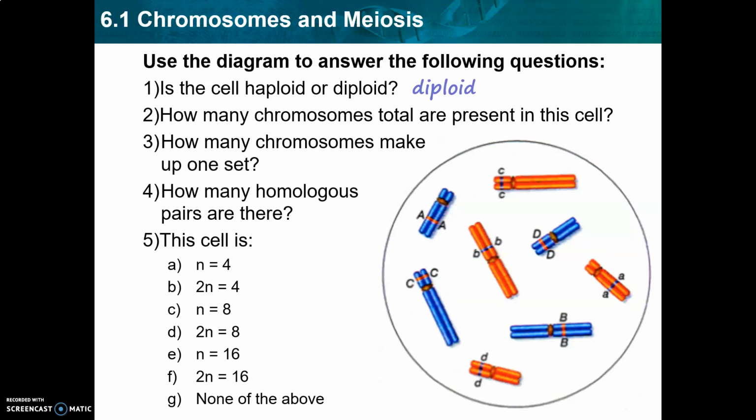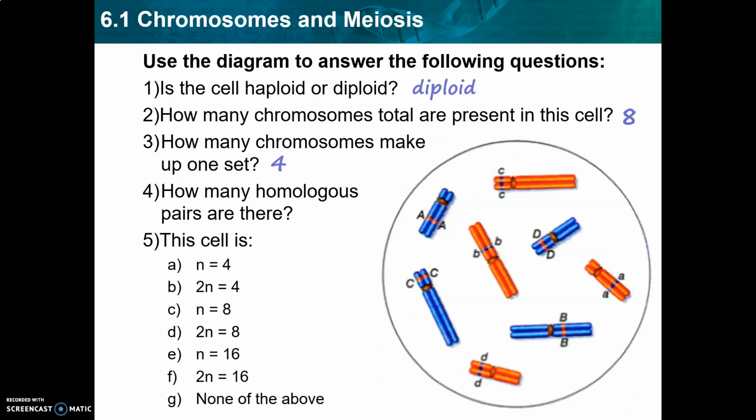How many chromosomes total are present? That's pretty easy. There are 8. If you count them up, we have 1, 2, 3, 4, 5, 6, 7, 8. And then as far as how many chromosomes make up one set, this is easy because it's color-coded for you. There are 4 chromosomes in one set. Notice the 4 blue ones, that would represent the set that got inherited from the father, and the 4 red ones, which would represent the set inherited from the mother.